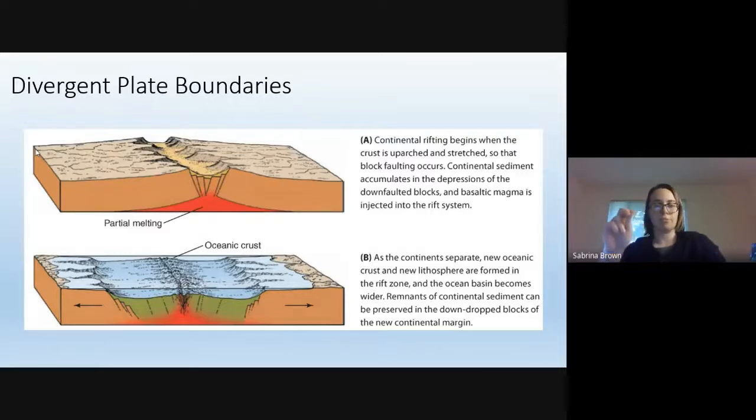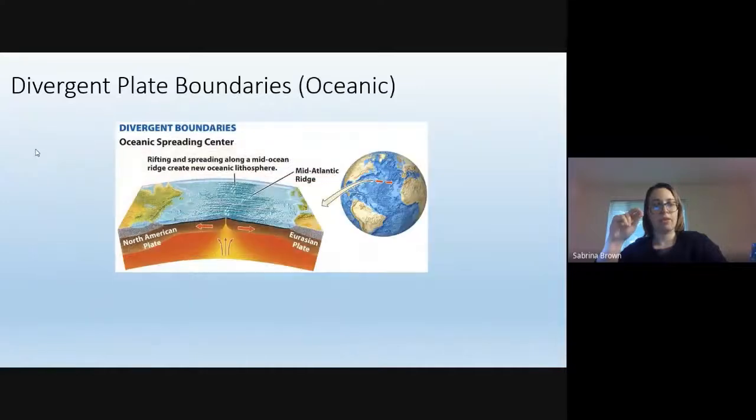So at divergent plate boundaries, we are creating new lithosphere and the plates are moving away from each other. So here at our oceanic spreading center of our divergent boundary, you can see we have plates moving away from each other and then magma upwelling and creating new oceanic lithosphere. So an example of a divergent boundary is the Mid-Atlantic Ridge.